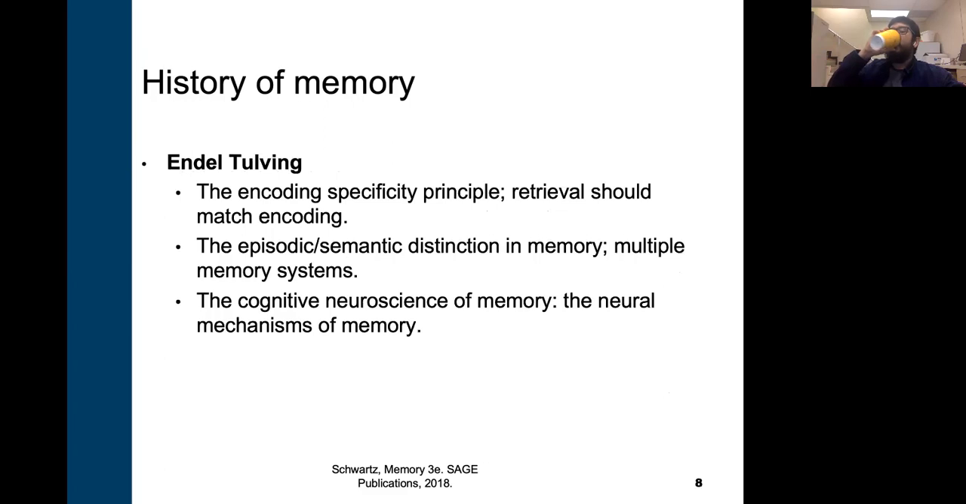Endel Tulving, of course, also talked about the encoding specificity principle, which is associated with matching, right? The retrieval should match the encoding. And you should think about this when you study. It's a little bit difficult to do in a current setting, but I would always tell my students in an on-campus setting, next time that you study, try to mimic the class setting. Because the idea is that if you mimic the class setting, you might be able to actually perform better.